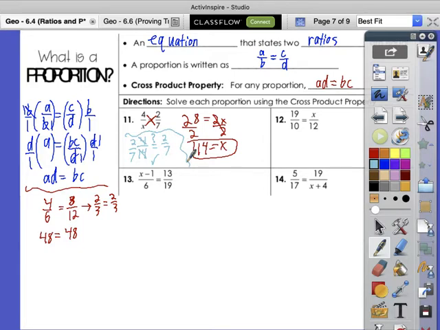I want you guys to see if you can try number 12 here. When you get it, or when you're stuck or have a question, I want you to raise your hand.